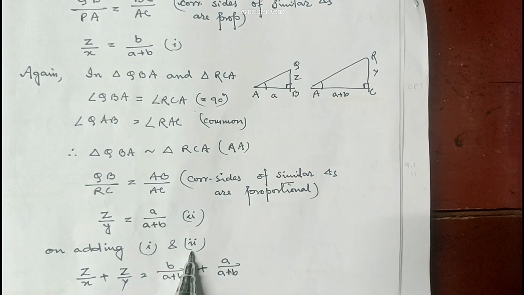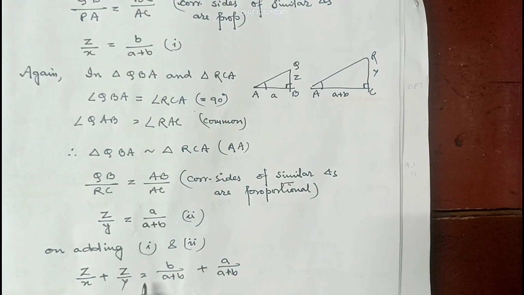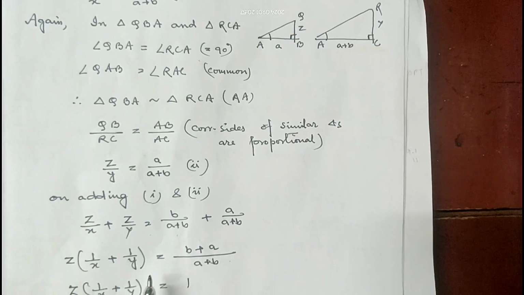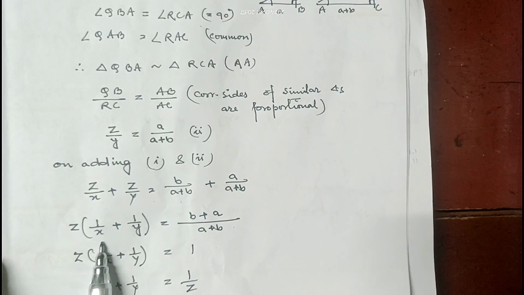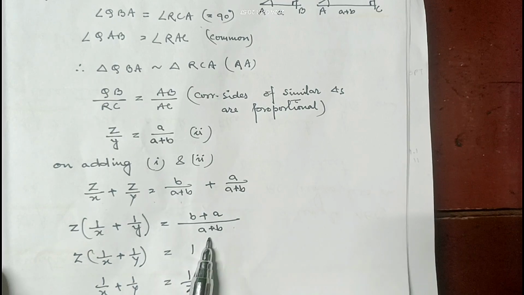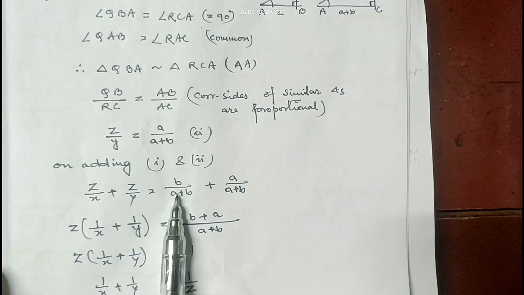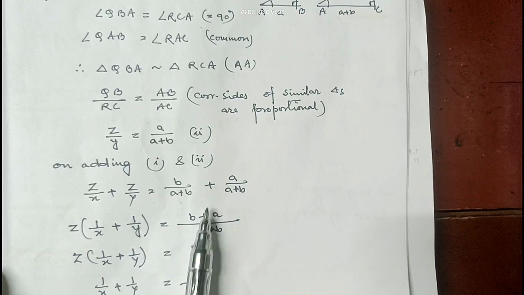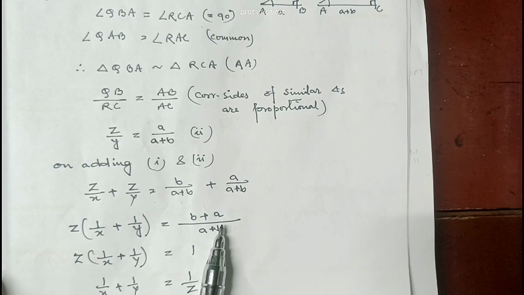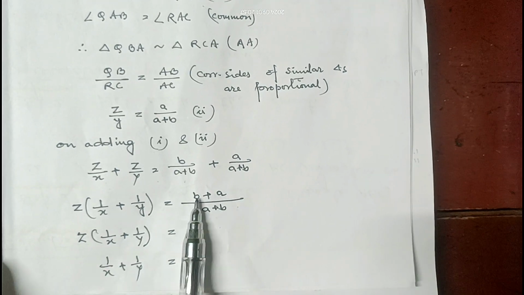On adding equations 1 and 2, we will get Z by X plus Z by Y equals B by A plus B plus A by A plus B. From here I can take Z common, so 1 by X plus 1 by Y equals, here A plus B will be the LCM. It will be B plus A, because A plus B divided by A plus B is 1, 1 into B, B plus A plus B divided by A plus B is 1, 1 into A, A. So Z times 1 by X plus 1 by Y equals B plus A over A plus B.